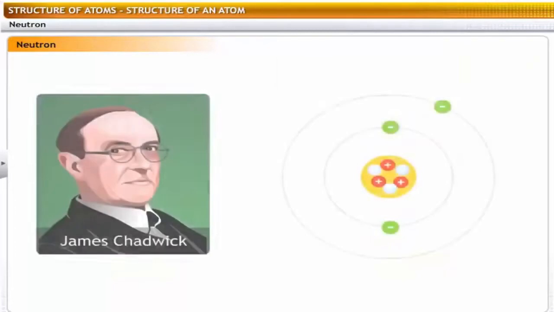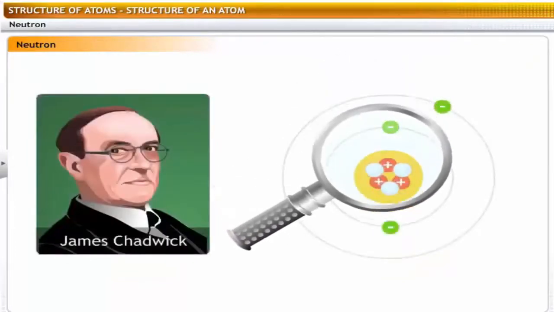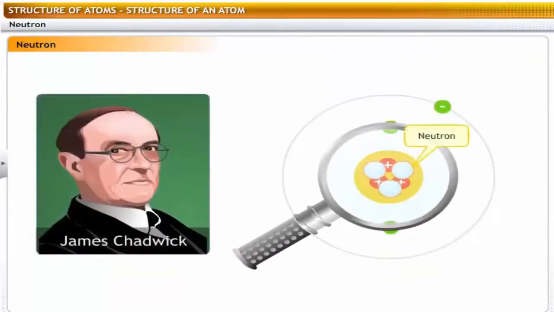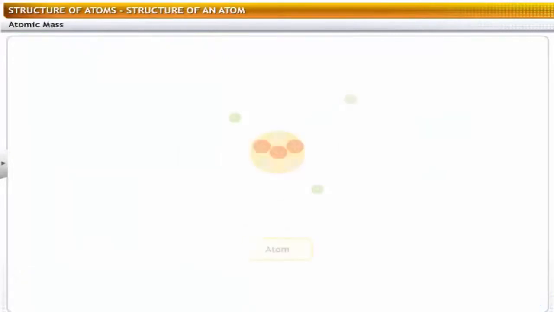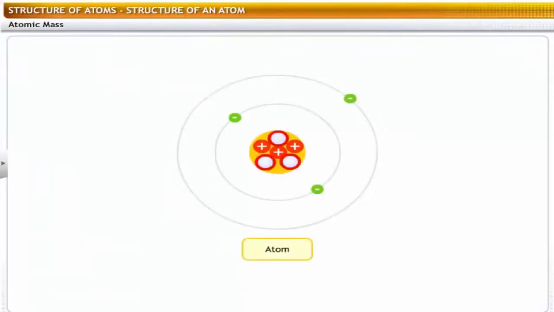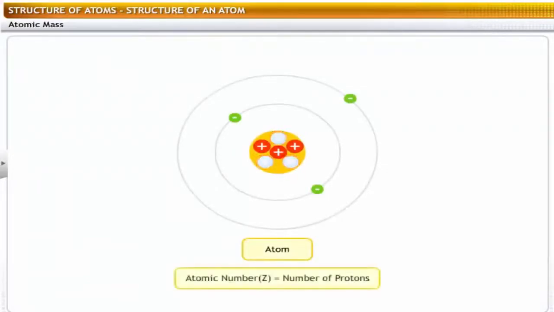This problem was solved when James Chadwick discovered another particle, the neutron. Neutron is a neutral particle with a mass equal to that of a proton and is present in the nucleus along with the proton. An interesting aspect came into the picture after the discovery of the neutron by Chadwick. Till then, only the atomic number of an element was in existence, which referred to the number of protons present in the nucleus of an atom.